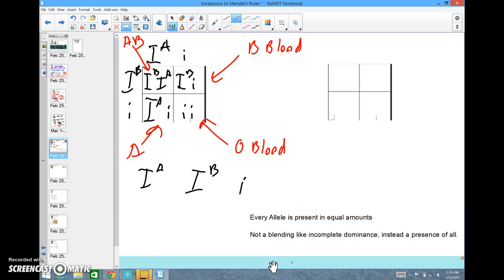Most important things to remember here: every allele is present in equal amounts, and it's not a blending, it's a presence of all. So even though O blood means you don't have those proteins, you could see right here, if you have the B blood protein, you're expressing the B protein. If you have the i allele, you're expressing the i allele.